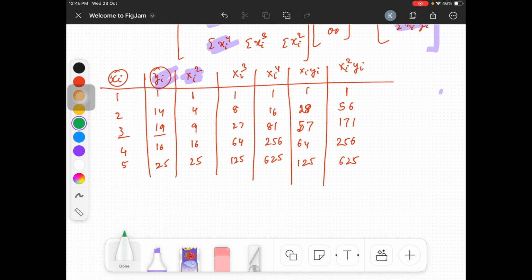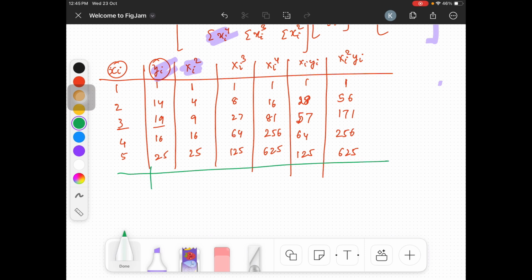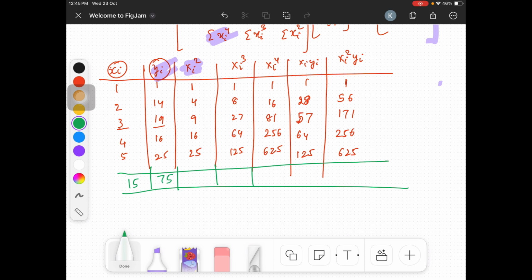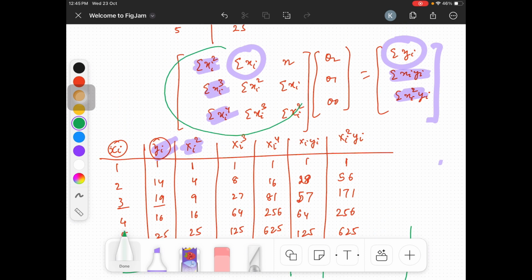How many calculations are involved, so you have to appreciate the codes which we will be making, right? Now we want the sums. If you add these columns, you'll get 15 here, 55 here, 225 here, 979 here. Okay, so you'll be getting yi is 75, xi square is 55, xi cube is 225, xi 4 power is 979, and here you get 275, and here you get 1109. So I put all these values here.